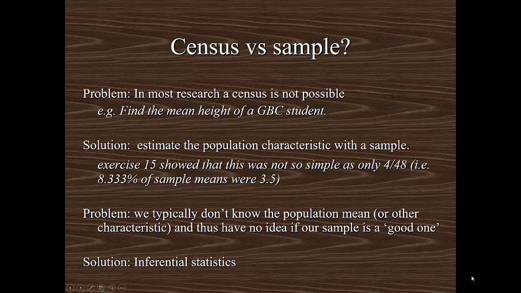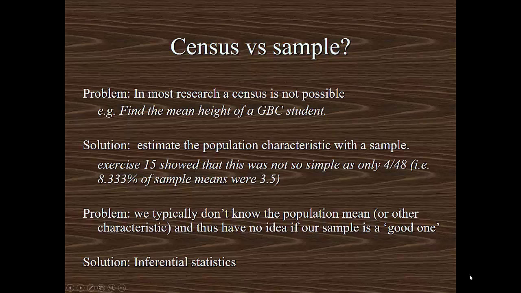First, census versus sample. Problem is, in most research, a census is not possible. That's why we need to do inference. So for example, finding the mean height of a George Brown student. Try to get a hold of every single George Brown student. That'll be quite difficult. Solution, we estimate the population characteristic with a sample.